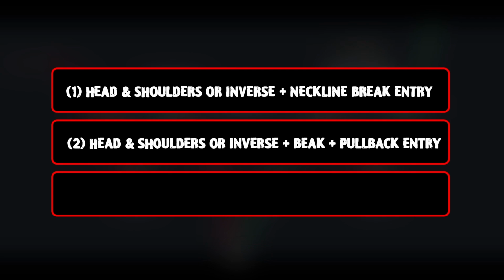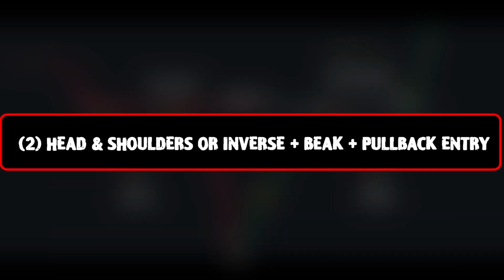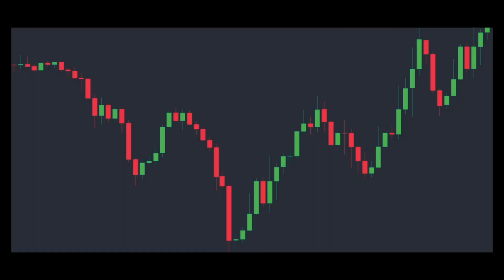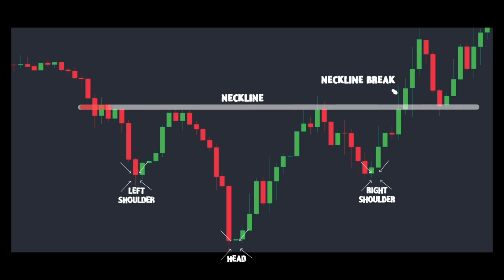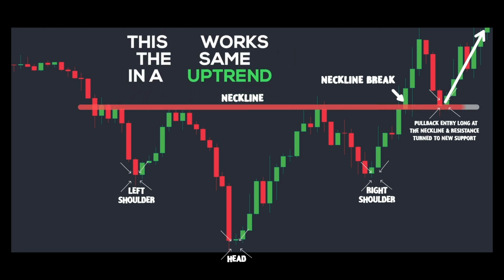So moving to the second variation, a head and shoulders or inverse head and shoulders followed by a neckline break, but instead of taking a breakout entry, you will be waiting for a pullback entry. So you first have your inverse head and shoulders pattern, neckline here and then neckline break. But instead of taking the breakout entry, there was a second long entry on the pullback to the new support level. Now, going in the opposite direction, this would work the same.